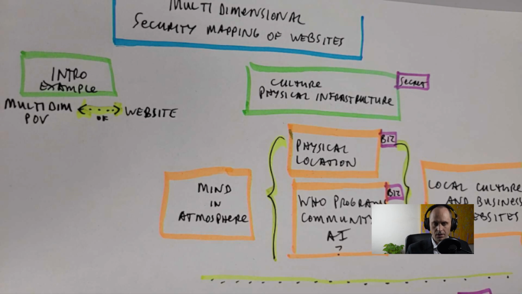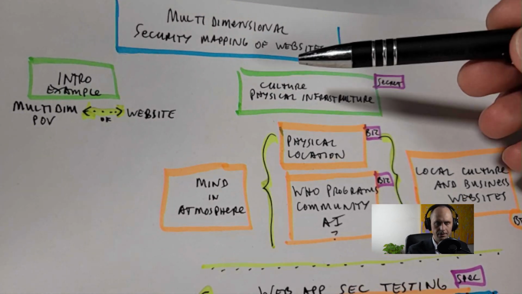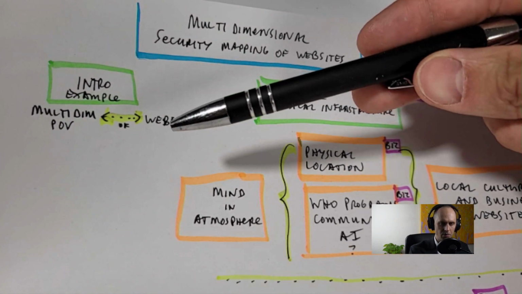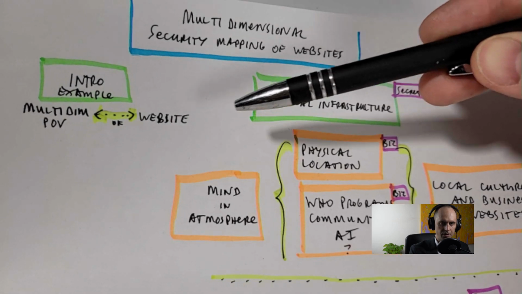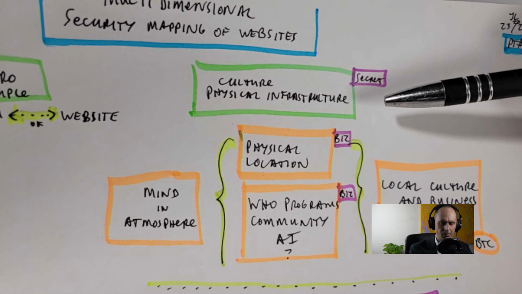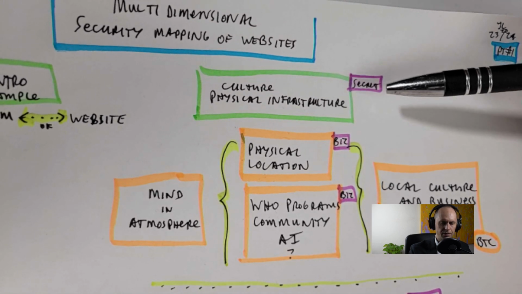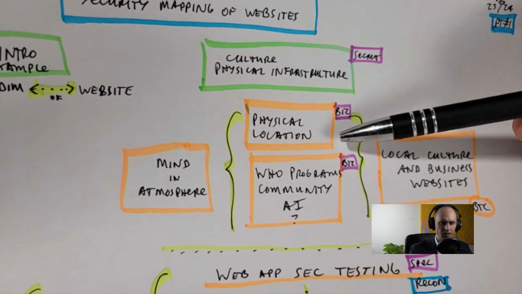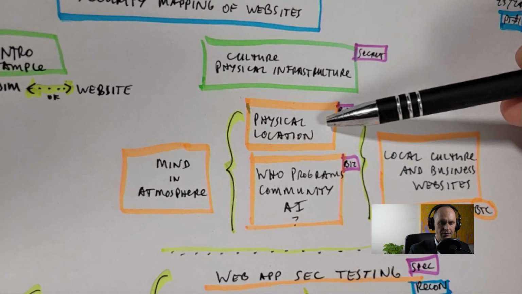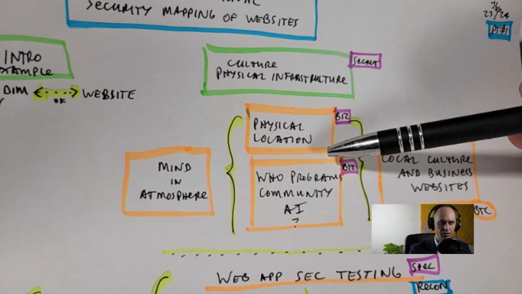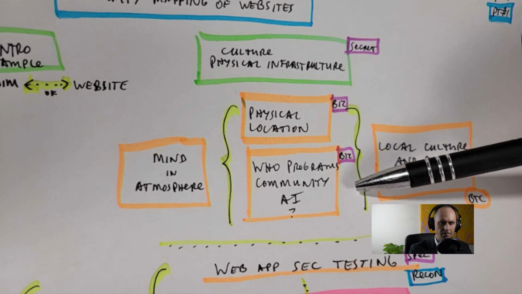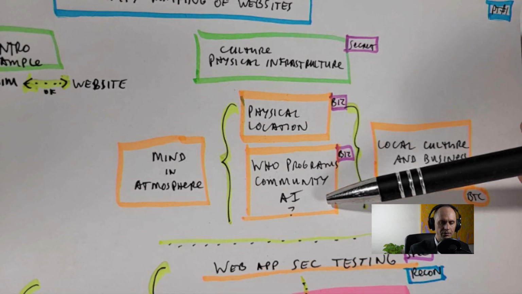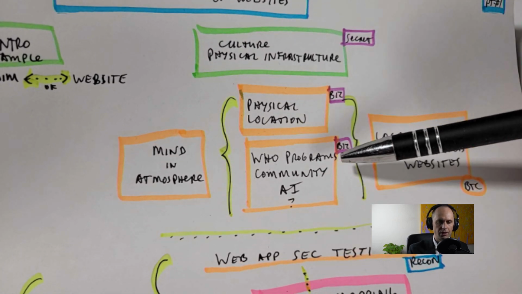So we have the title. We're going to do a little bit of an intro with an example and how multidimensionality relates to websites. A little bit about culture and physical infrastructure. I believe this is part of the secret layers of work. Then below that we have the business side of things, so how a physical location, and who and which organizations are programming the community artificial intelligence sort of frameworks and understandings.